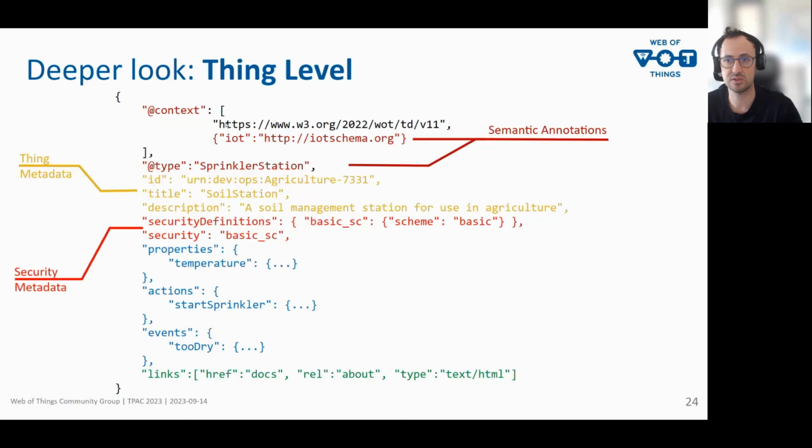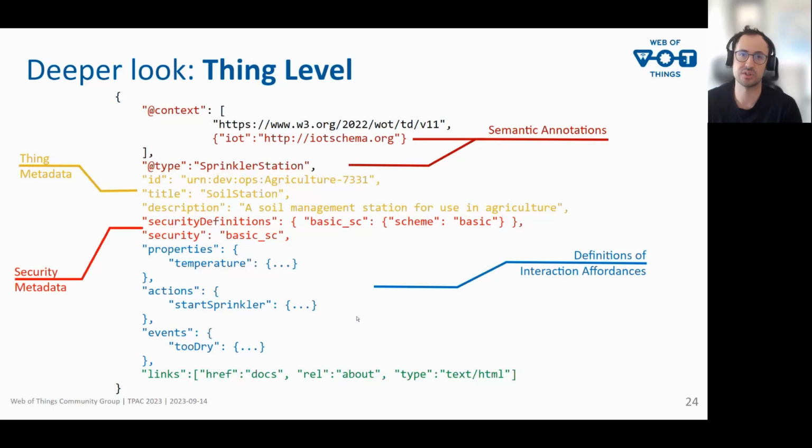Again, semantic annotation. You see here we're using the @type to say that this thing is a sprinkler station. You can import different well-known ontologies in the thing description. You can define your own ontologies so that you can even interoperate with other solutions that understand the ontologies that you are importing. And here you have the core part, the affordances.